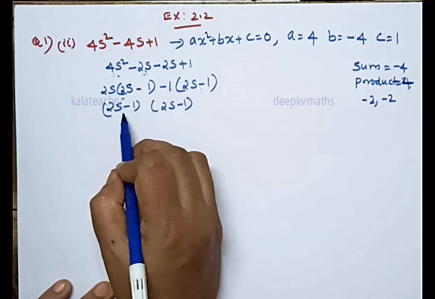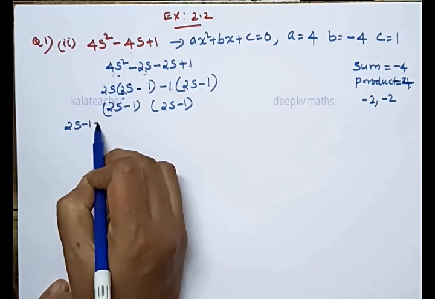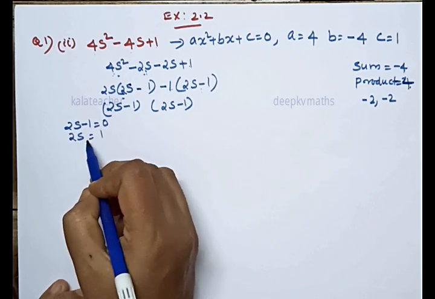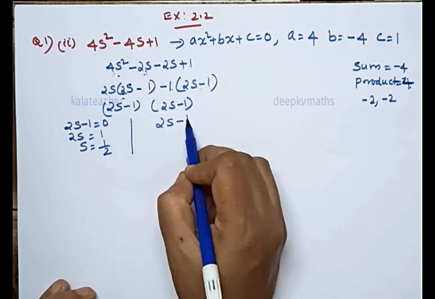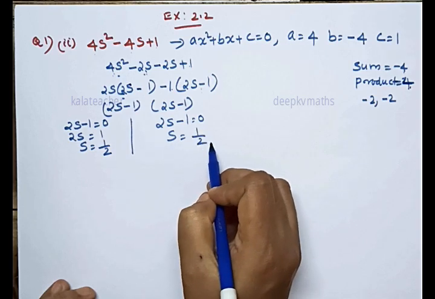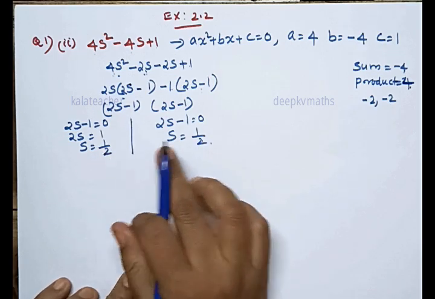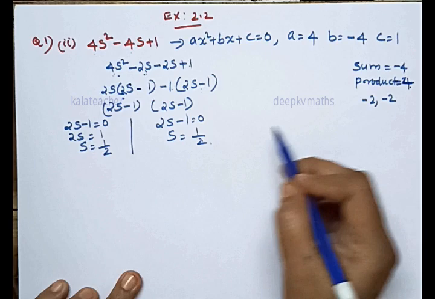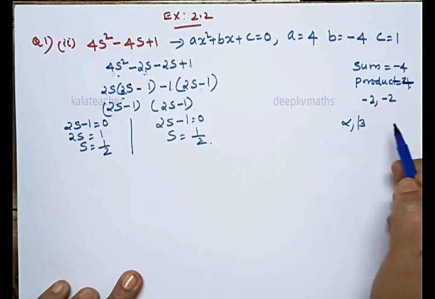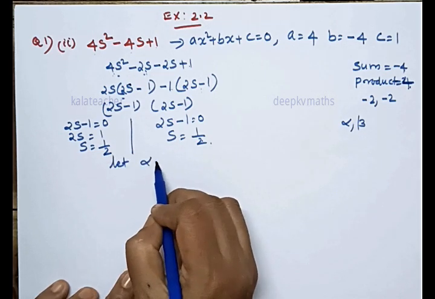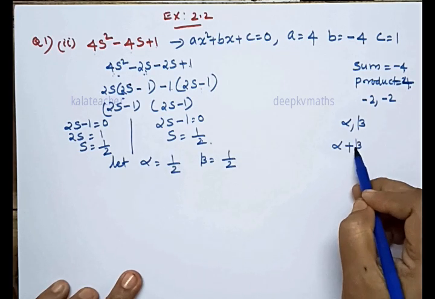To find the value of x, the zeros of the polynomial, we equate the factors to 0. 2x minus 1 is equal to 0, then 2x is equal to 1, x is equal to 1 by 2. The other factor is the same, so x is again 1 by 2. So the zeros are 1 by 2 and 1 by 2. If alpha and beta are the zeros of the polynomial, let alpha is equal to 1 by 2 and beta is also 1 by 2.